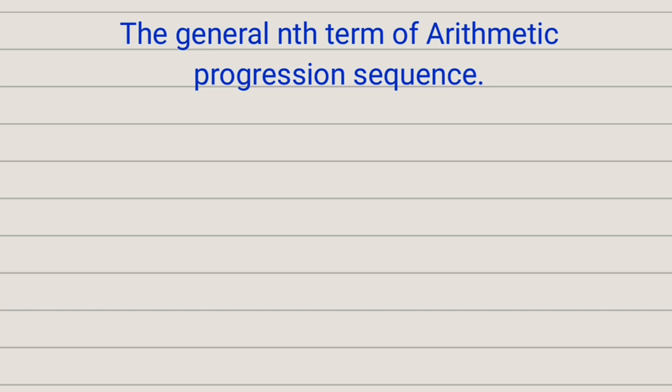So let me first of all arrange my sequence. The first term is T1, second term is T2, T3, T4, let me stop here, up to Tn. The first term is denoted by A as always, and you know that every time you add a constant common difference, you shall obtain the subsequent term. Therefore, to obtain the second term, we can add the constant common difference to the first term. Therefore, the second term will be first term plus common difference, which is going to be A plus D.